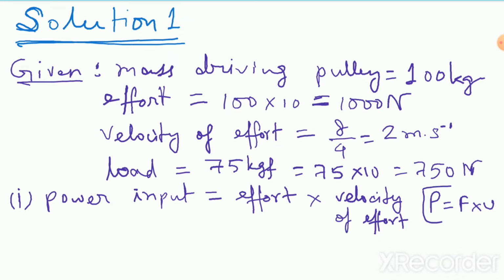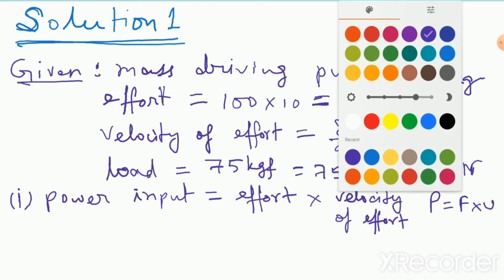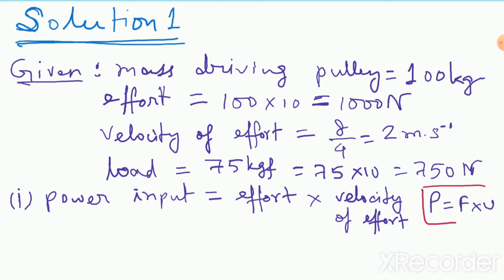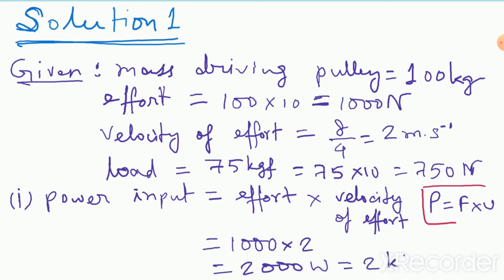Okay, fine. So now, what will be the value here? The value will be something like this. So effort is actually 1000 into velocity is 2, hence it becomes 2000 watt, or you can say 2 kilowatt. Okay, so this is the first part of the problem.